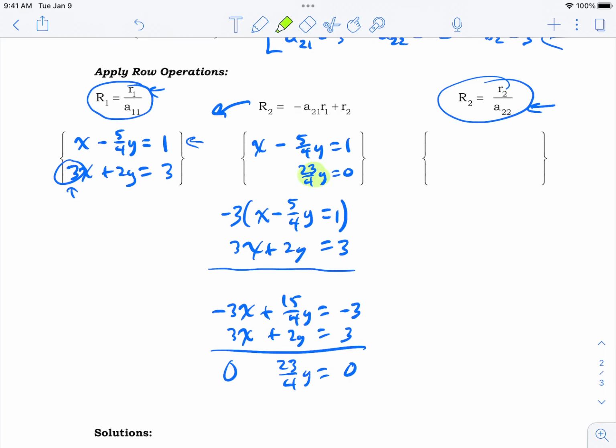I'm taking the 23/4 y and I'm dividing by 23/4. That way it's just y. I just want a y here. And by the way, 0 divided by that is still going to be 0. So that's kind of convenient.